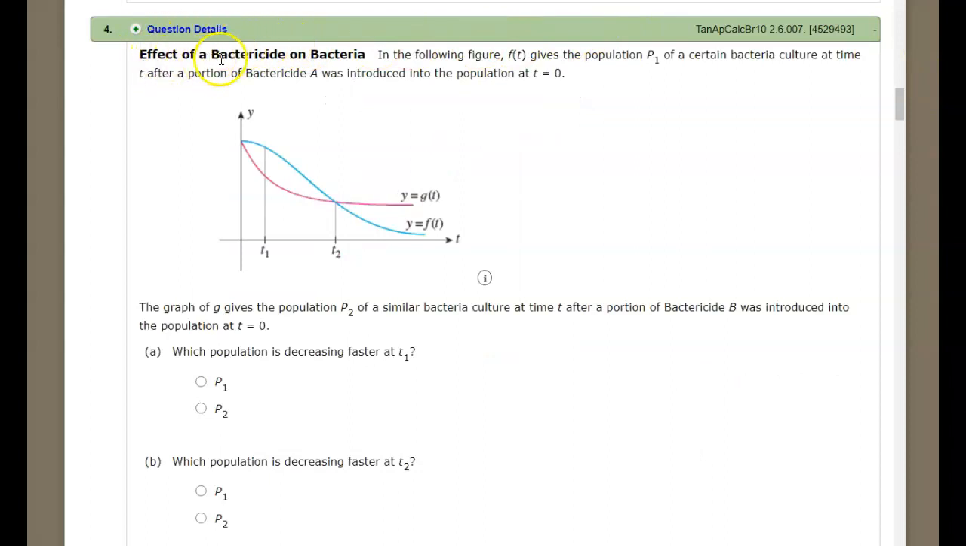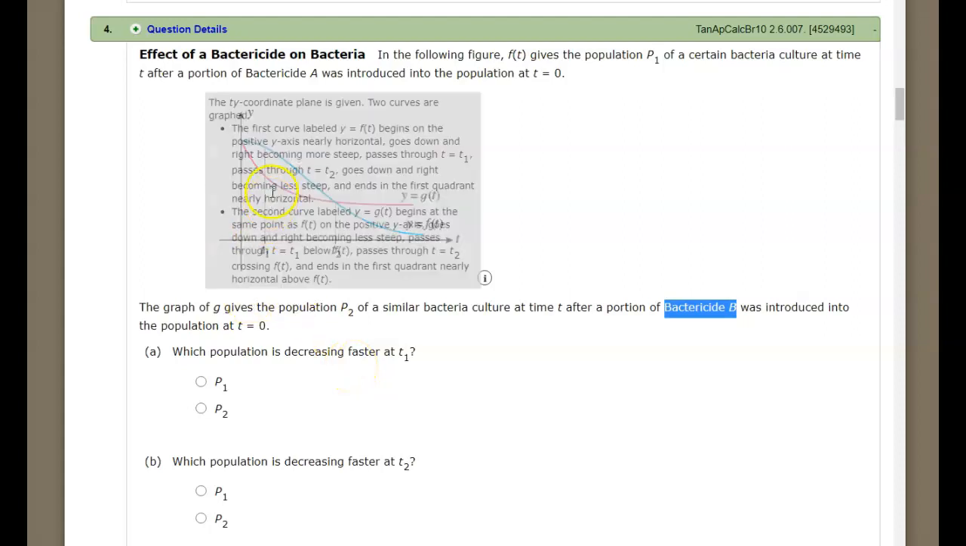Question number 4 is the effect of bactericide on bacteria. So there's a bactericide A and a bactericide B. F is bactericide A, and G is bactericide B. What happens to the population if you give the bactericide? So which population is decreasing faster at T1? T1 is here.